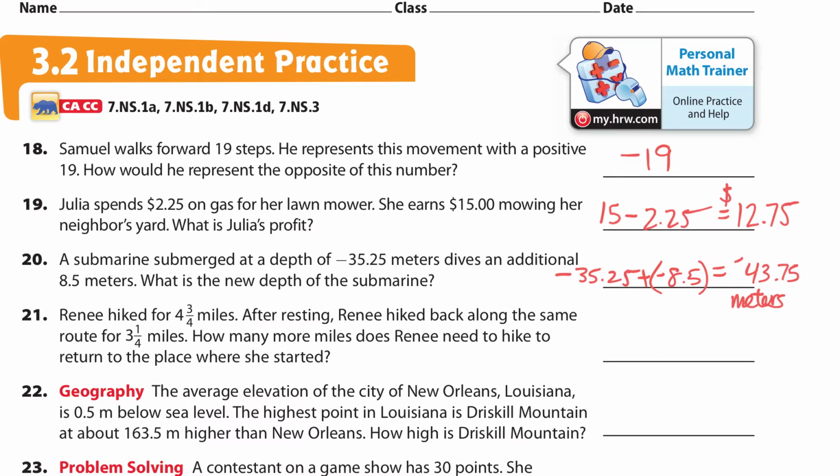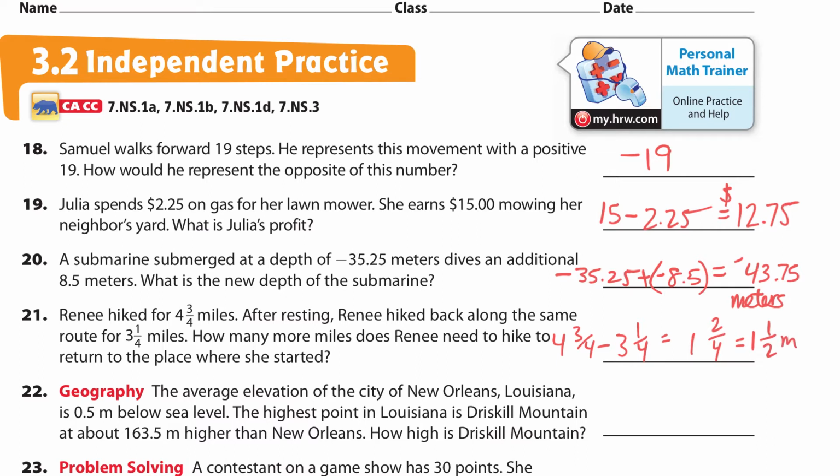And on this next one, Renee hiked 4 3/4 miles. After resting, Renee hiked back along the same route for 3 1/4 miles. How many more miles does Renee need to hike to return to the place where she started? It looks like you got to subtract those. So 4 3/4 minus 3 1/4. Same denominator. Oh, this is going to be easy. You can just do 3 minus 1 is 2 fourths. And the whole numbers, 4 minus 3 is 1. And 1 2/4 simplifies to 1 1/2. So there you go.